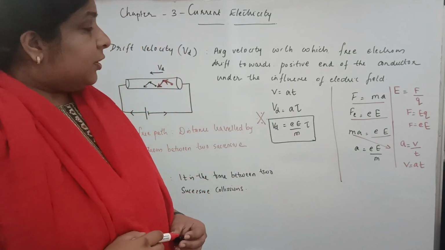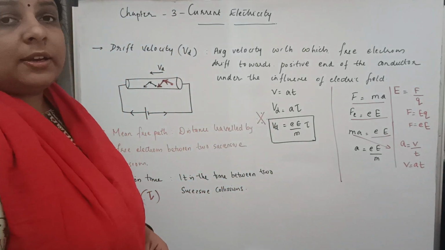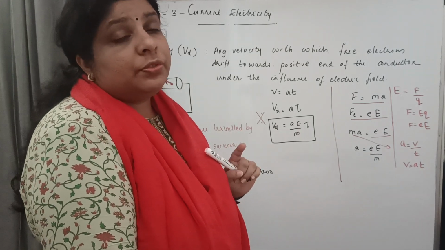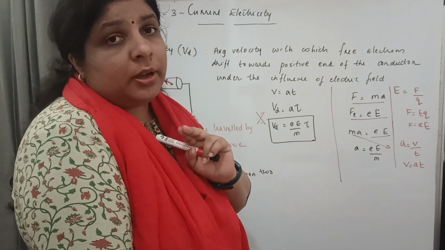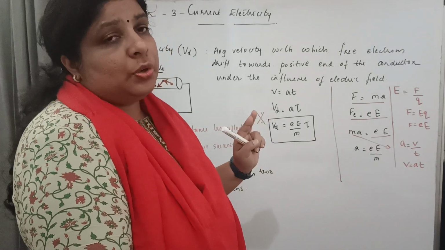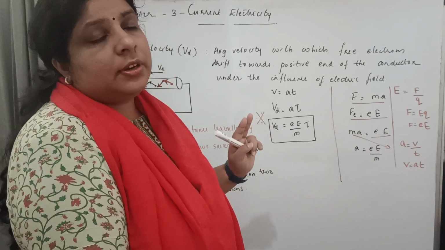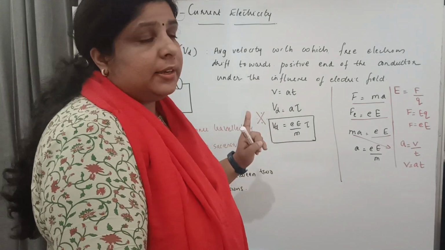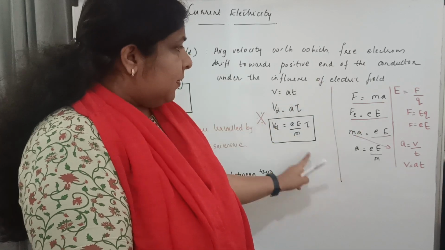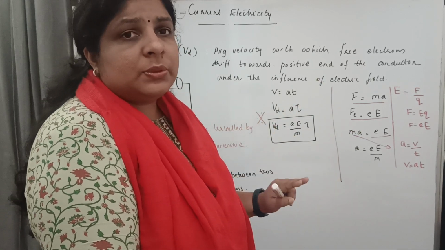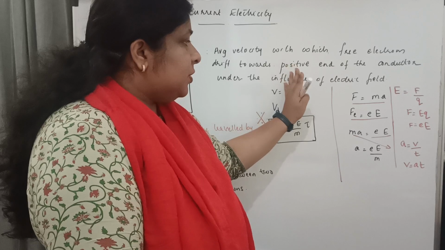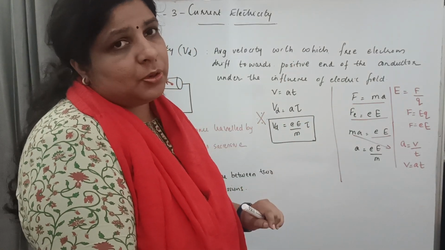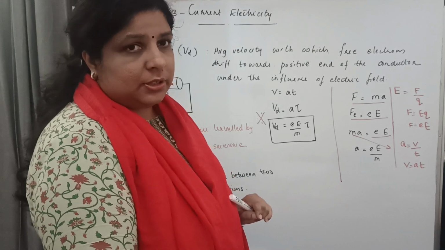So that is about drift velocity, mean free path, relaxation time, and the expression for drift velocity. If they ask a drift velocity question for 2 marks, you have to write the definition and derive the expression also. If it is for 1 mark, you can just write the definition and the equation; the derivation is not required.